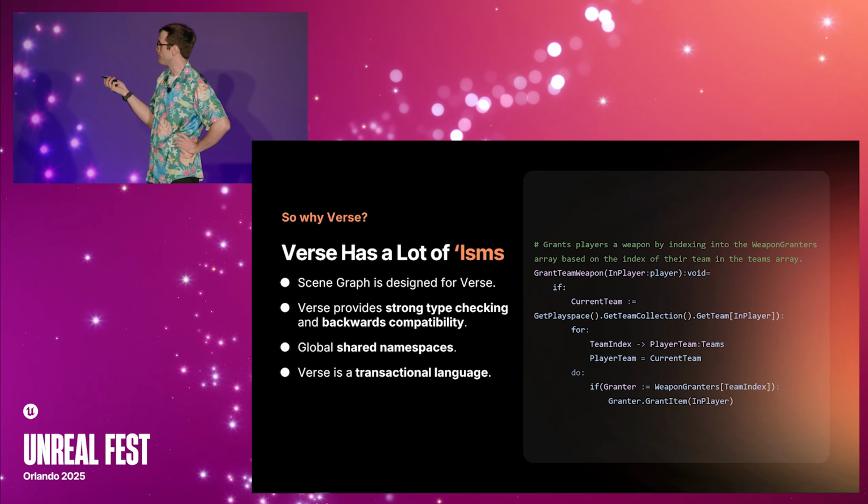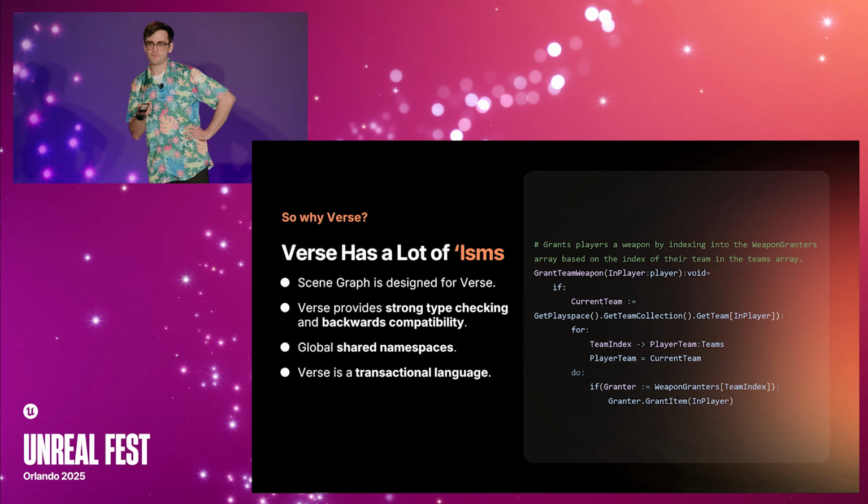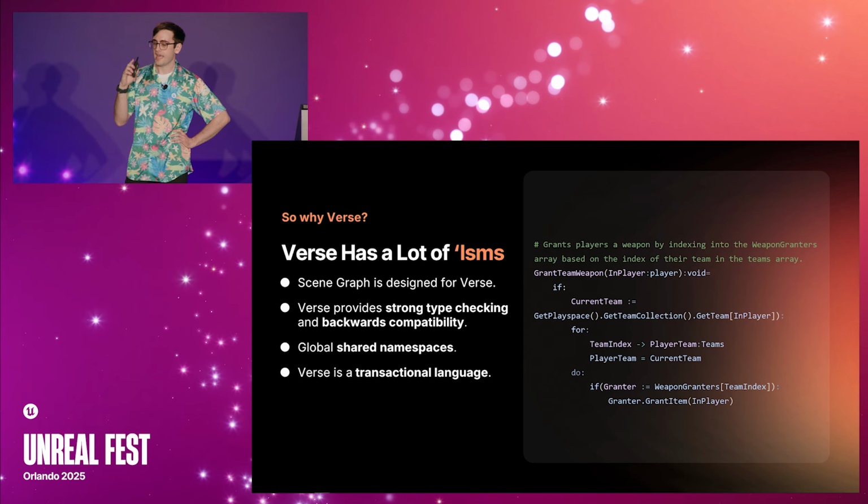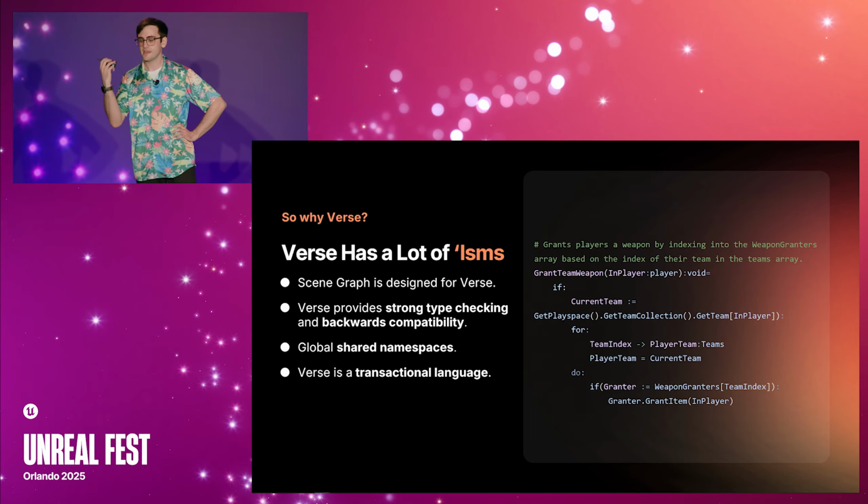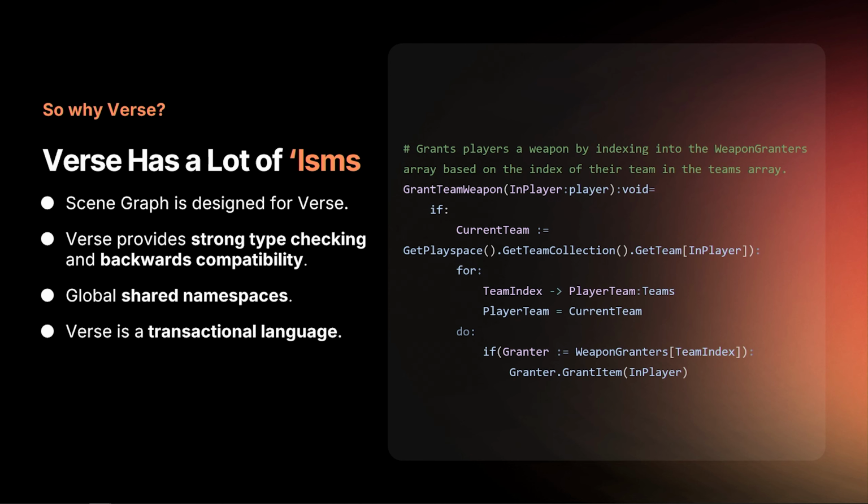I have an example here, right, where this grant team weapon function takes a player and it gets their team by getting the play space, getting the team collection, getting the team for that player. All of those function calls are failable. And if an error occurs at any one of them, this entire context gets rolled back. It doesn't break your experience. Everything keeps chugging along smoothly.